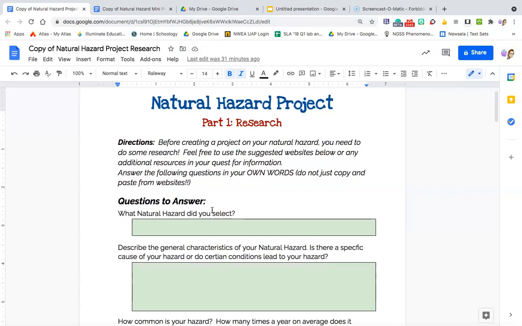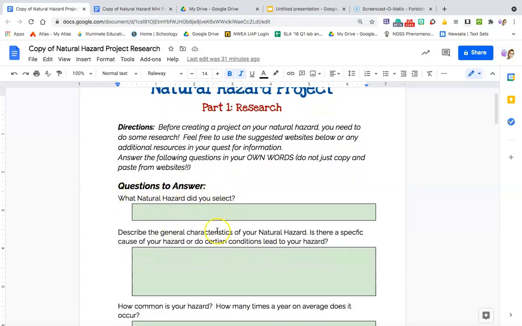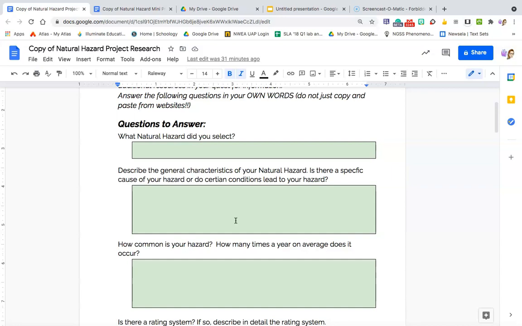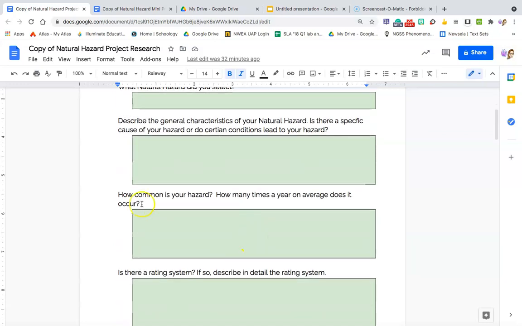So, the questions you're going to be researching today. What is your natural hazard? What are some general characteristics of your hazard? Is there a specific cause or condition that leads to it? For example, if you were talking about tsunamis, you would talk about how an earthquake in the ocean in a subduction zone causes a tsunami. If you were talking about hurricanes, you talk about how a thunderstorm forms over the ocean in the tropics where the water's at least 80 degrees. The wind starts swirling and you get a hurricane. So on. How common is it?